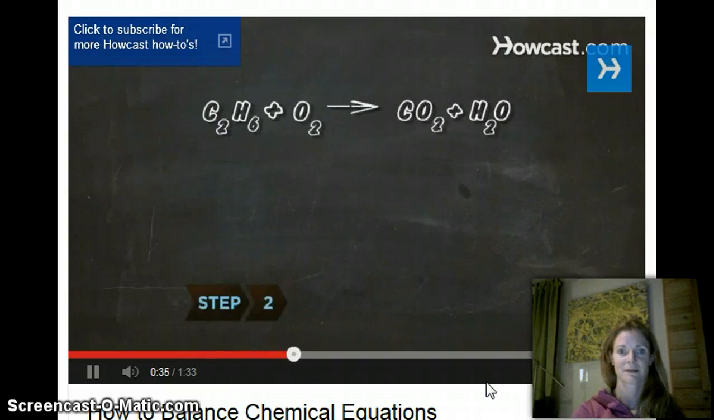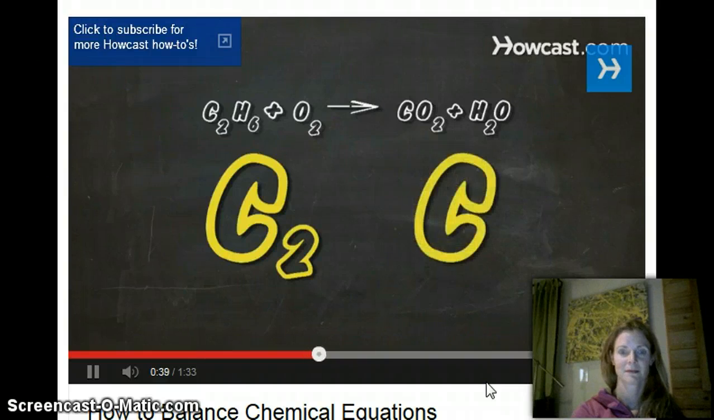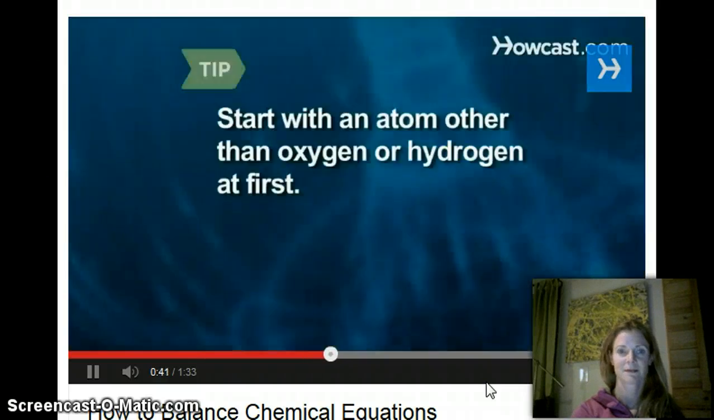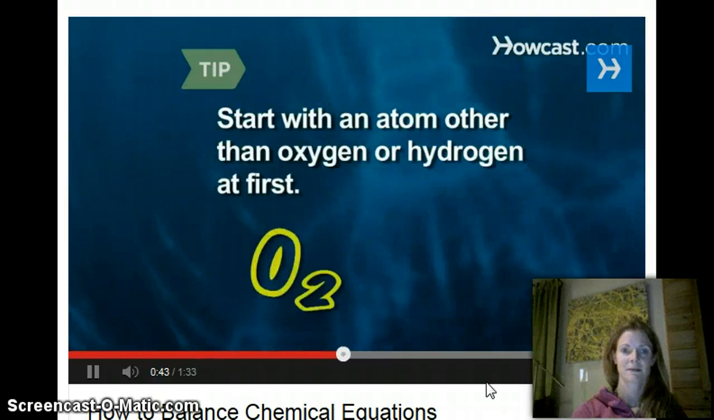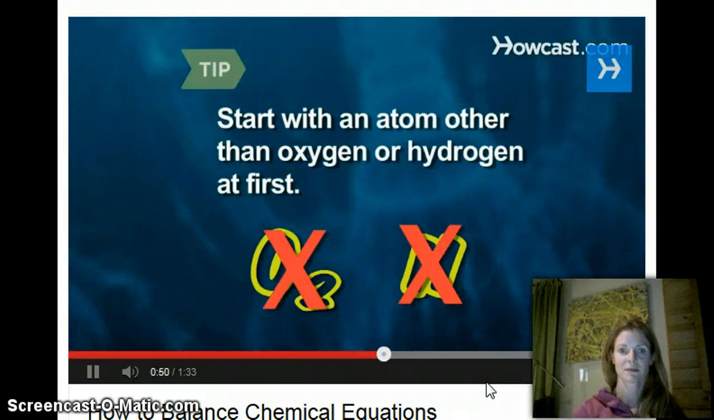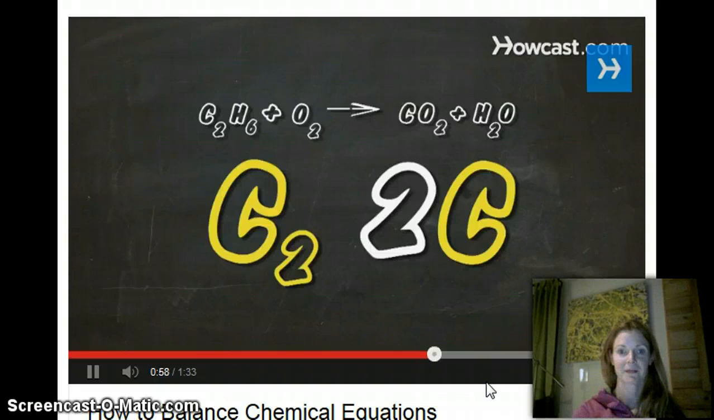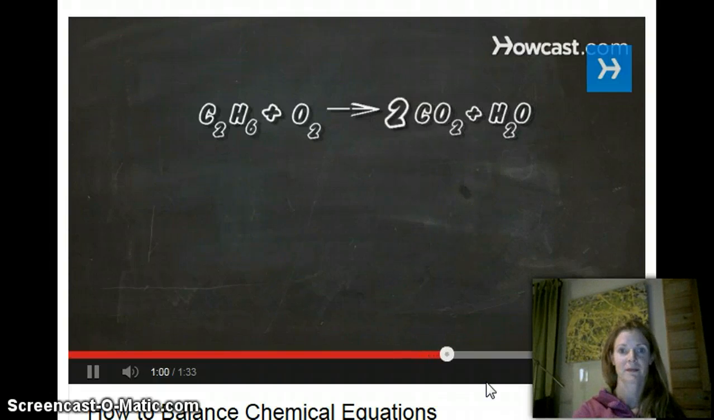Step 2. Find an element that is in only one compound on the left side and in only one on the right side of the equation. Start with an atom other than oxygen or hydrogen. Oxygen and hydrogen atoms are usually in more than one compound on either side of the equation, so they are best left to last. Step 3. Multiply the chemical compound on the side that has less atoms of that type by the number required to achieve the same value on the other side.